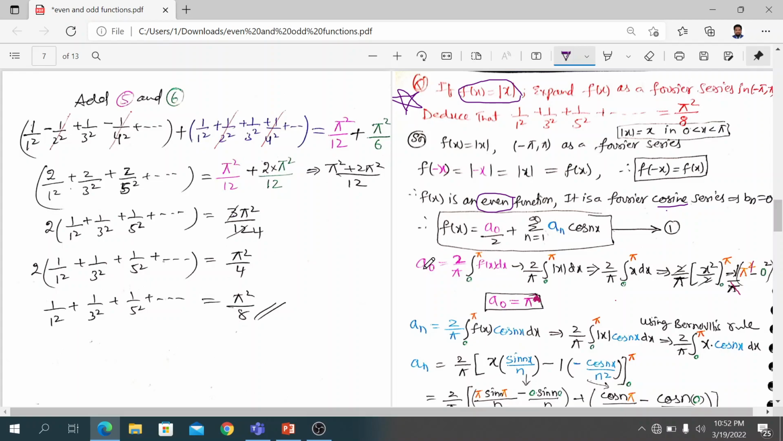Now a naught formula, we know that 2 by pi integration 0 to pi f of x dx. What is f of x? Mod x. Mod x means x. So integration of x is x square by 2. These two cancel. 1 by pi outside. Apply limit, pi square minus 0 square. This pi cancels, this one cancels. A naught will be pi only.